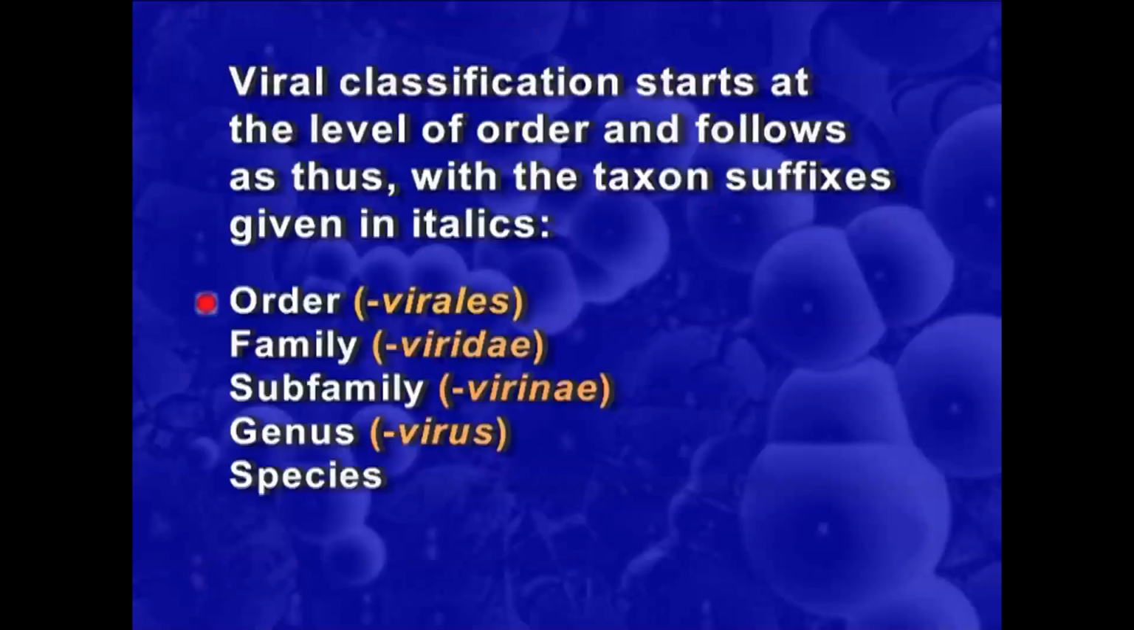Now, if we look into the ICTV class of classification, we will see that it starts with order, which is indicated with the terminology ending with virales. Next, we have families wherein they are written as viridae. Then we have subfamilies which is mentioned as virinae. Then we have genus which is mentioned as virus.